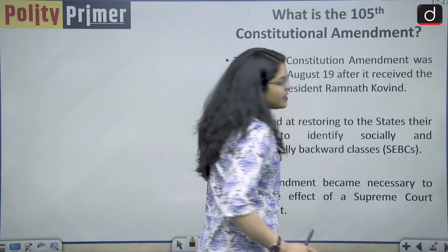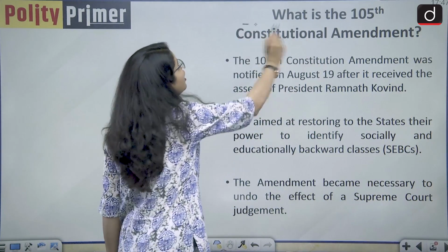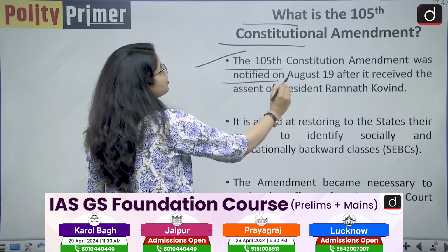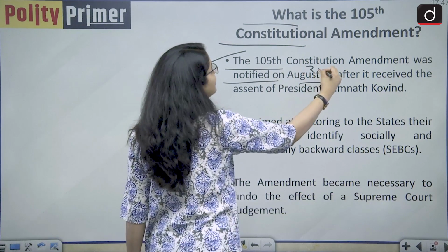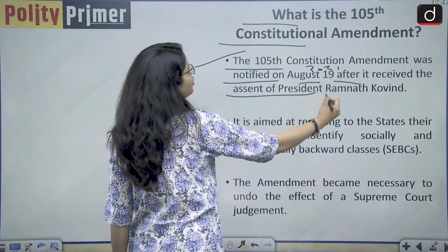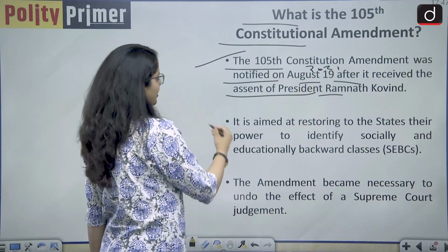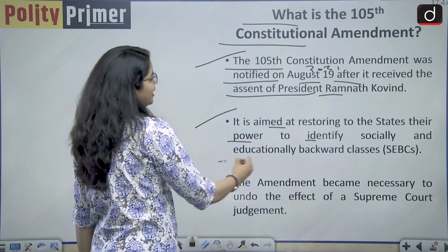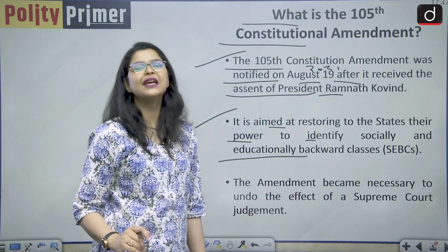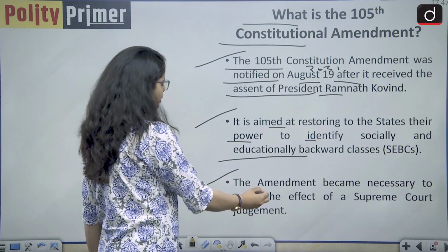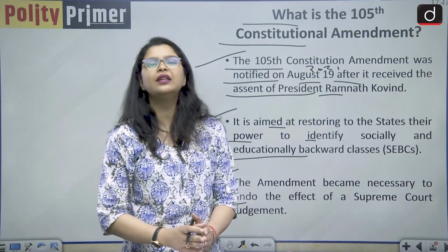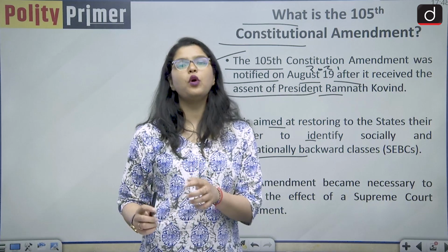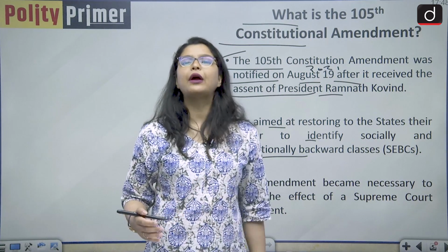So, this brings us to the important point of our today's discussion: what is the 105th Constitutional Amendment? The 105th Constitutional Amendment was notified on August 19, 2021, after it received the assent of the then President Shri Ramnath Kovind, and it is aimed at restoring to the states their power to identify the socially and educationally backward classes, also known as the SEBCs. The amendment became necessary to undo the effect of the Supreme Court judgment in the Maratha quota case, and this amendment is again a milestone in ensuring reservation policies for the socially and educationally backward classes.